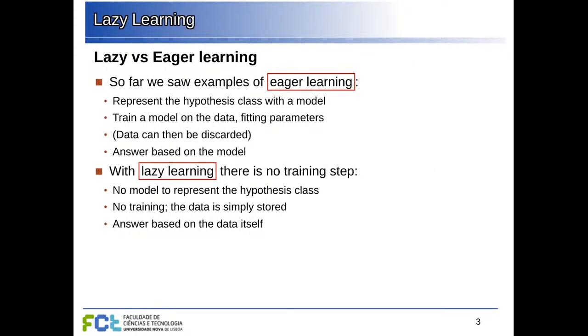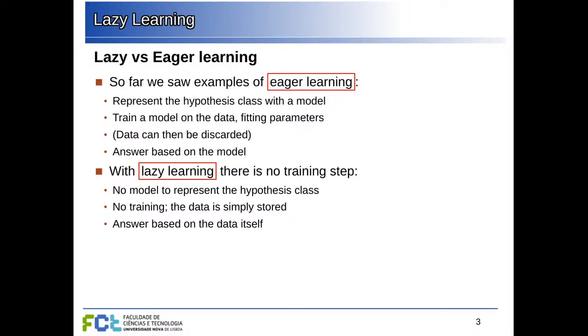So the idea here is that what we've been seeing so far were examples of eager learning. Eager because learning is done at the beginning. So we have a model that represents the hypothesis class, and we present the training data to the model in order to fit the parameters. Once these parameters are fit, and we have the model trained on the training data, we can then just ignore the data and answer any future queries based on those parameters of the model, or basically on the hypothesis that we selected. With lazy learning, we don't do a training step.